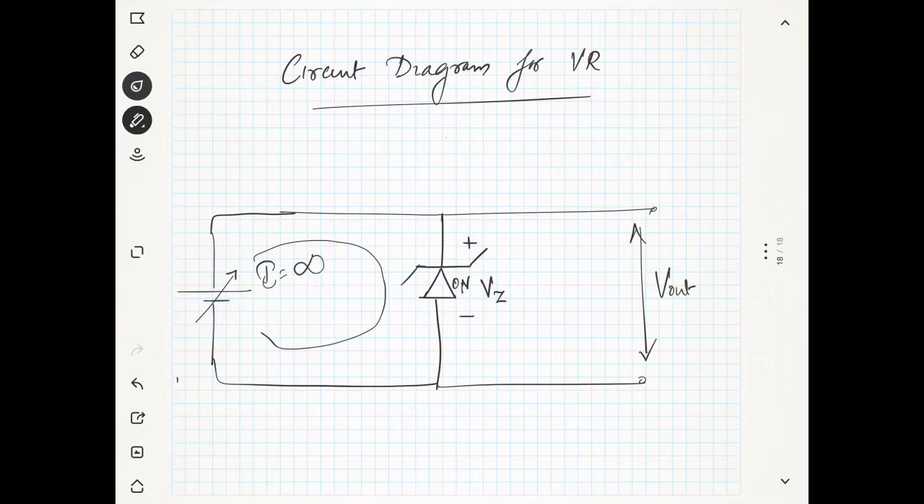The current becomes infinity. So what will happen? Your current through the Zener diode becomes greater than the maximum limit of the Zener diode. Okay, then what will happen? It will get damaged.